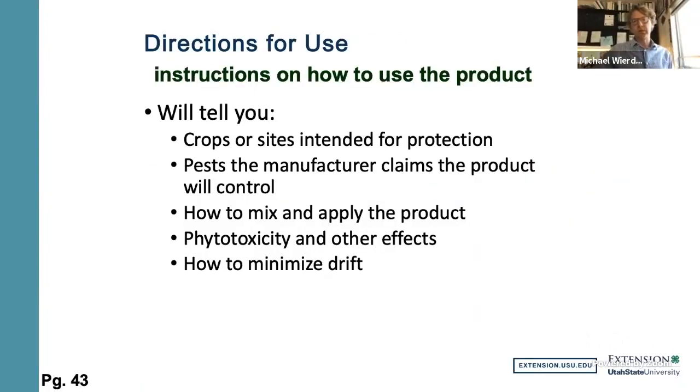The directions for use section of the pesticide label instructs the applicator on how to use the product. Generally, it includes information on the crop or the site where the pesticide can be applied, the target pest, product rate, how to mix and apply the product, potential phytotoxicity or other precautions, and how to manage drift when applying a pesticide.